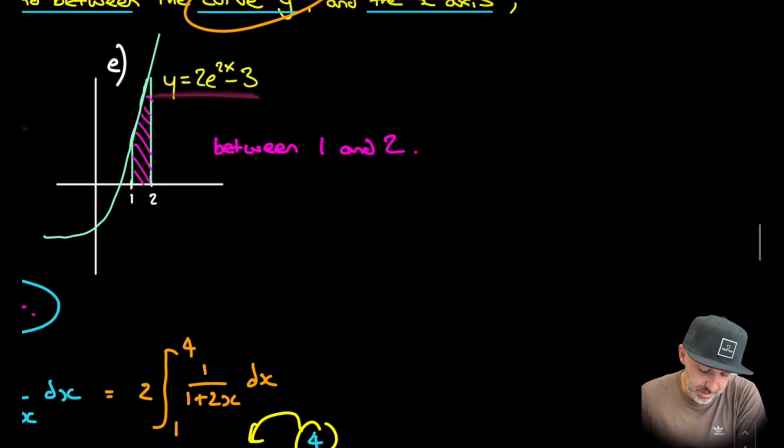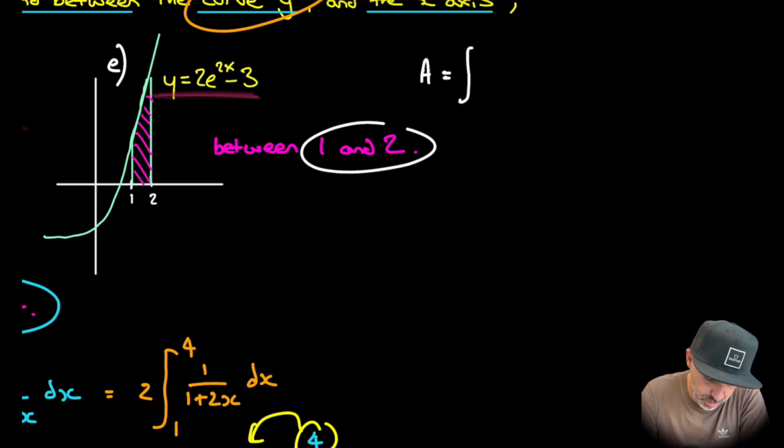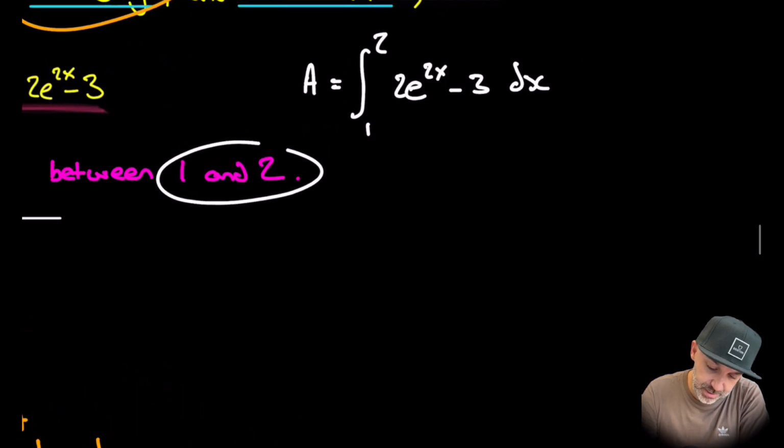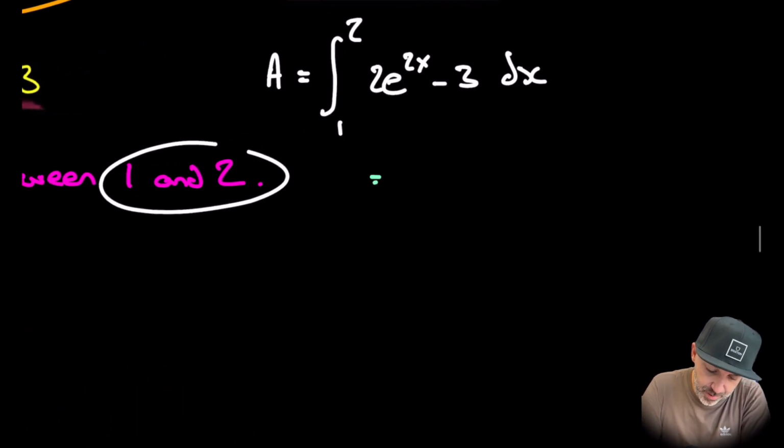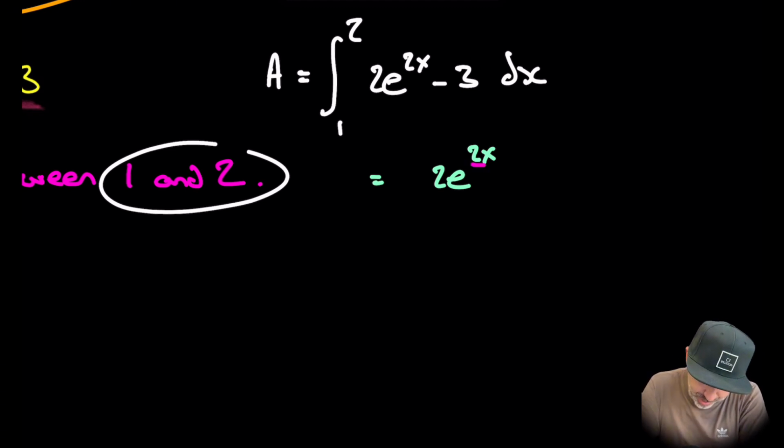Going up to e here, what we can do now is this is between 1 and 2. When we integrate this, we will end up with the integral from 1 to 2 of 2e to the 2x minus 3 with respect to x. When we integrate an exponent, it stays exactly the same, but then we must divide through by the derivative of the power, and the derivative of that power is 2.